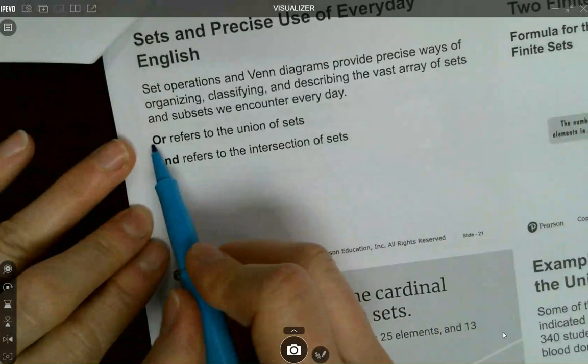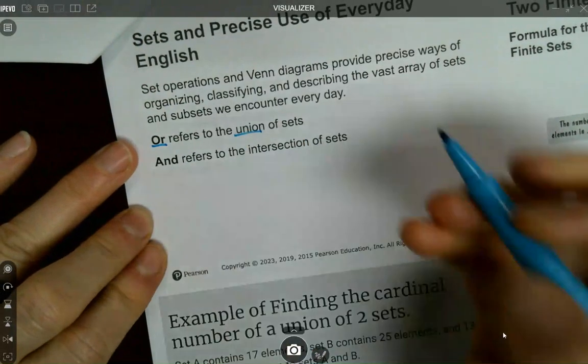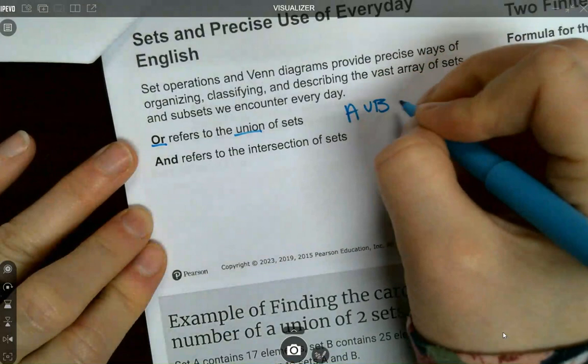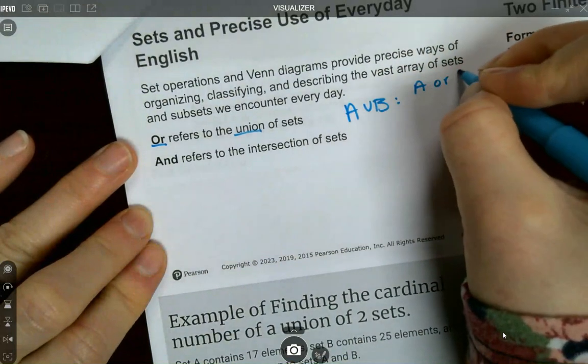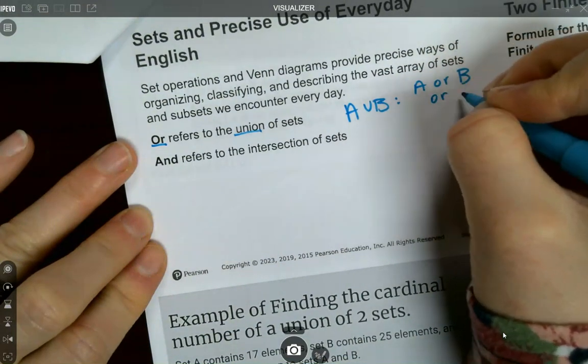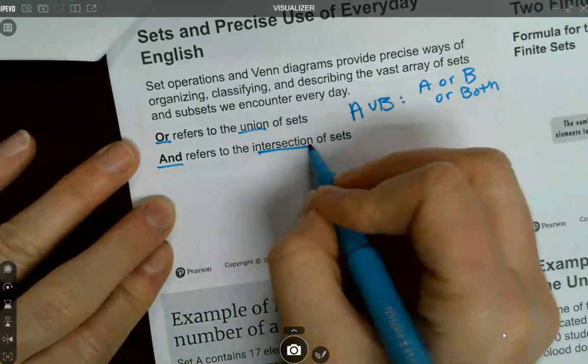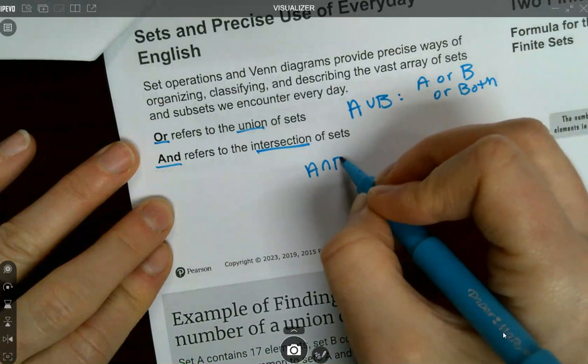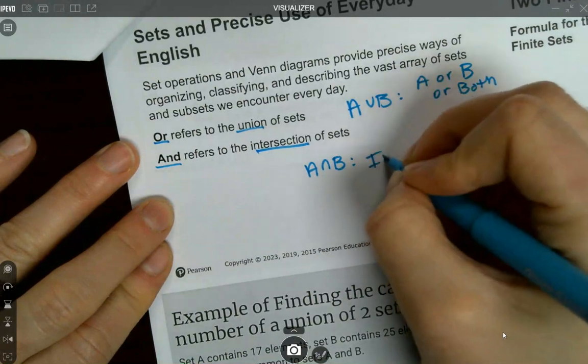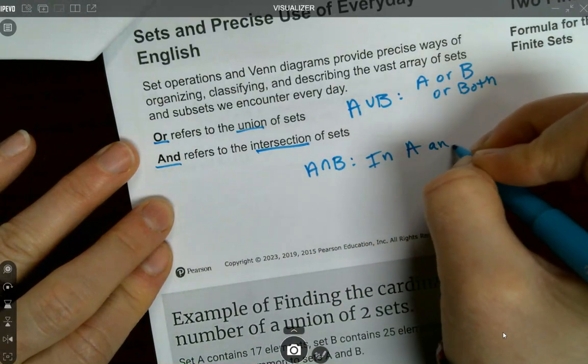The word "or" refers to union. A union B means it's in A or B or both. And "and" refers to intersection. A intersect B means in A and B.